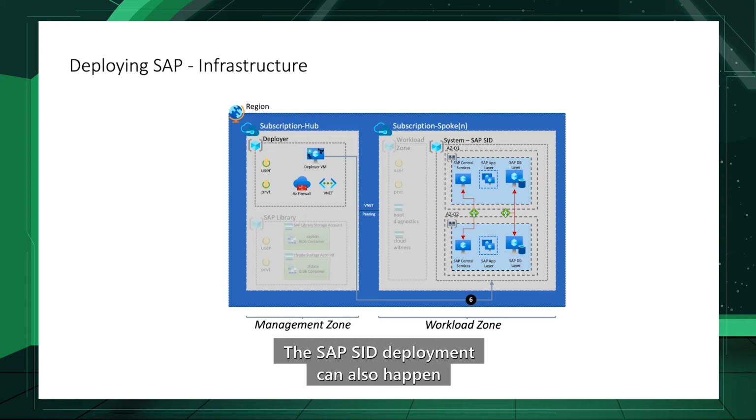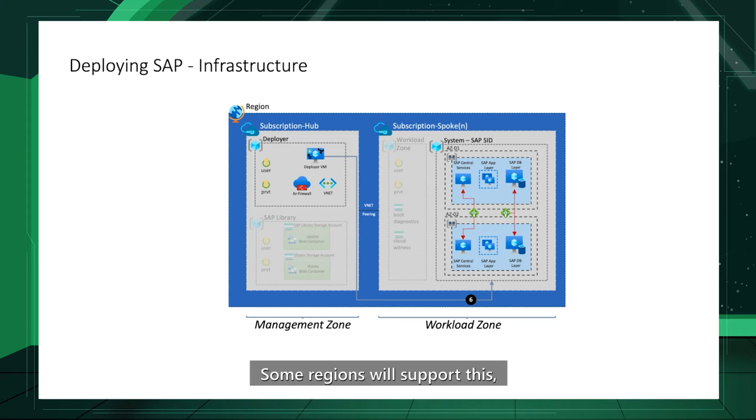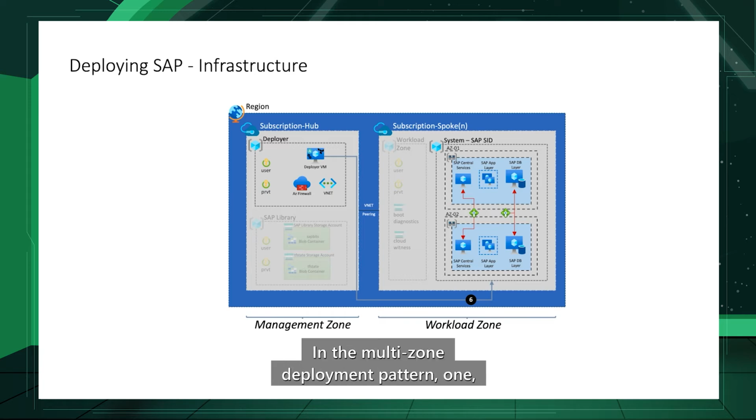The SAP SID deployment can also happen into a multi-zone deployment pattern. Some regions will support this, but there are latency requirements when dealing with HANA. In the multi-zone deployment pattern, one SCS server will be deployed into Zone 1 and one SCS server will be deployed into Zone 2. Same thing for the database layer. This applies to high availability environments. The application tier will be spread across both zones.